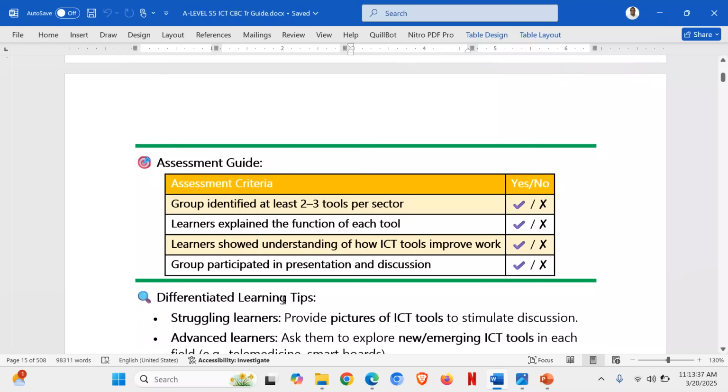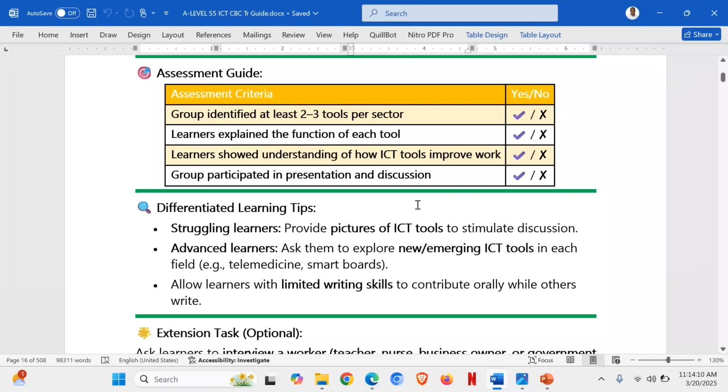Then here I include the assessment guide, the assessment criteria. If the group has identified at least 2 to 3 tools per sector, that is a yes. Learners have explained the function of each tool. Yes, learners showed understanding of how ICT tools improve work. Yes, group participated in presentation and discussion. Yes, then we have this differentiated learning tip.